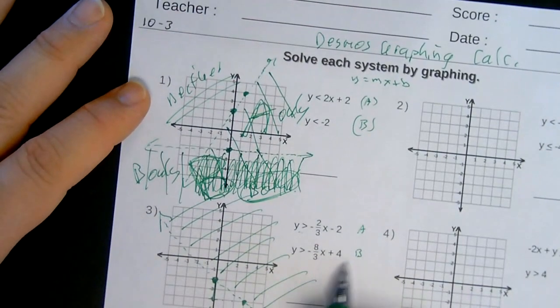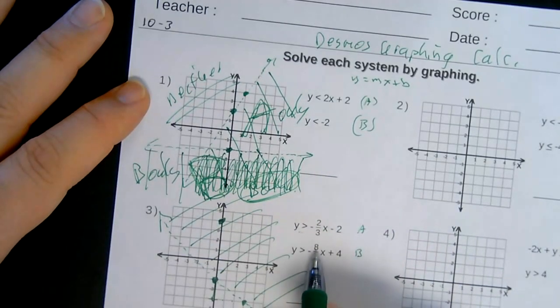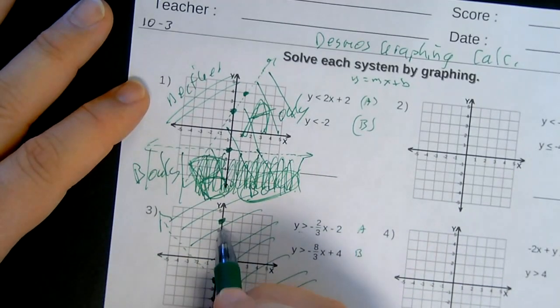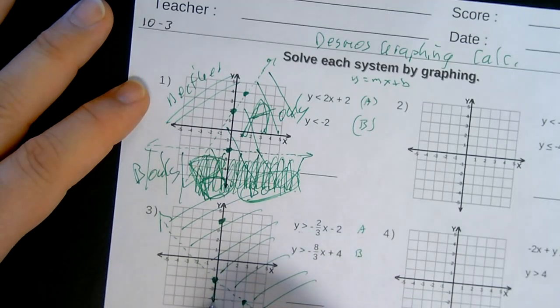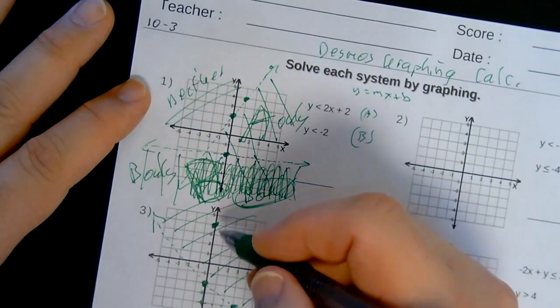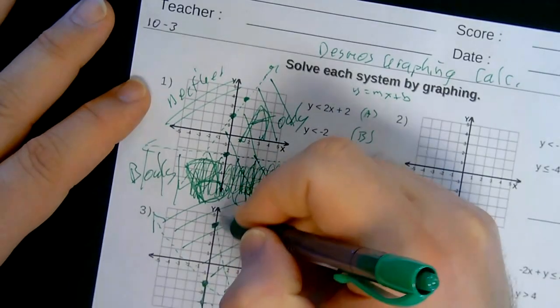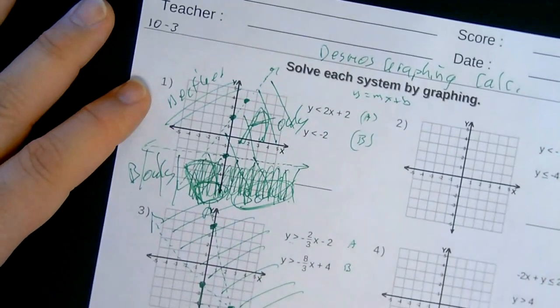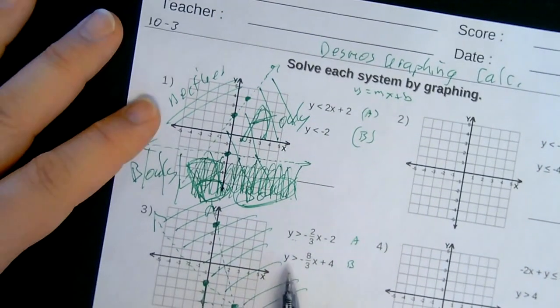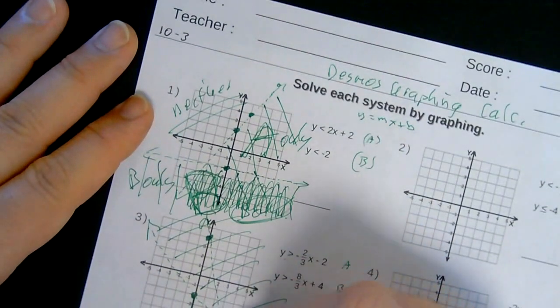The second equation, y-intercept at 4, then slope negative 8 over 3, so drop down 8, and then run over 3. Now there's this dot right there again. And notice again it is a dotted line, so my best dotted line I can make. And then I'm going to shade everything above that line. So notice the line goes here. It's slanted just a little bit. So I'm going to shade everything on this side of it.